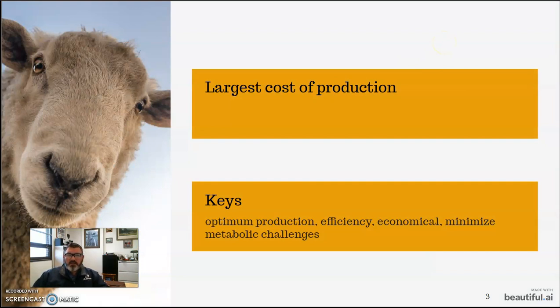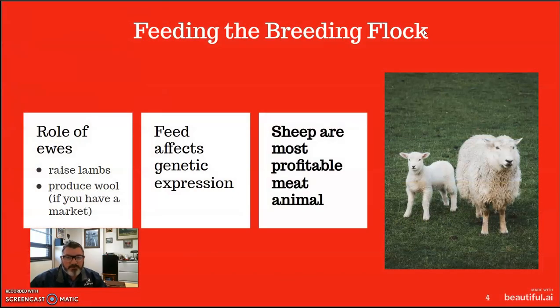First off and foremost, of course, like with all of the species, feed is the largest cost of production by far. It's in that 60% range, depending on what you are doing from a feeding perspective and how much labor you want to put in. But it's the largest cost, easy. So the key is optimum production. Find that spot in there where we can really make a lot of good quality lamb at a very efficient, very economical rate, and minimize the metabolic and other challenges that come along with raising sheep. So let's get to how we do that.